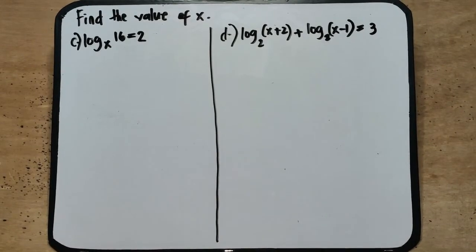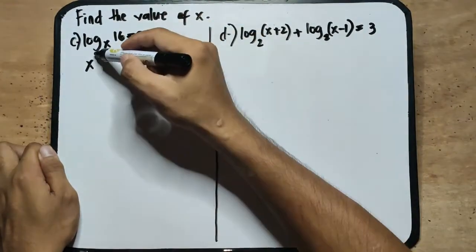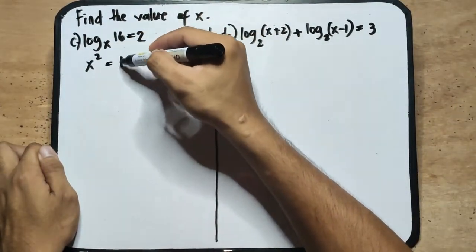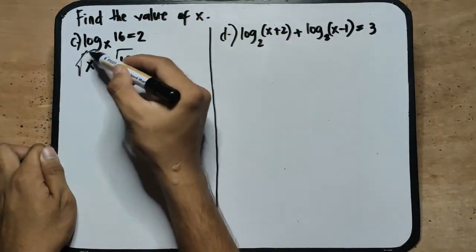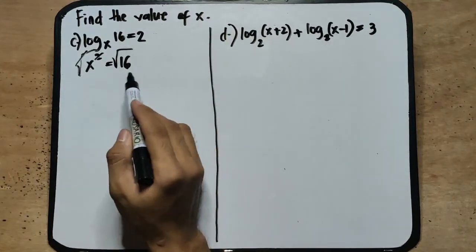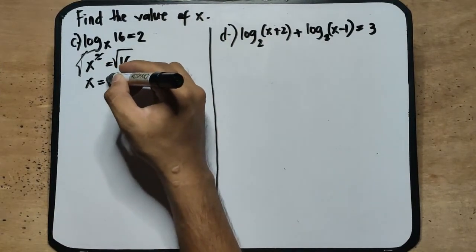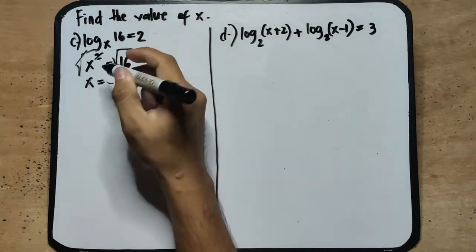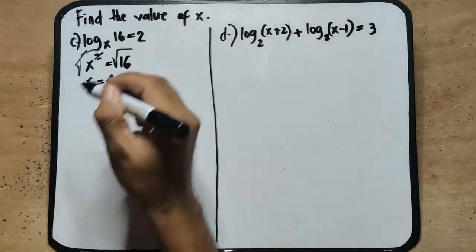Item C, we have log base x of 16 is equal to 2. So we use the second strategy. We transform it to its equivalent exponential form. So this will be, x will be the base, 2 is the exponent, and then this will be 16. So square root, square root. So extracting square roots to obtain the values for x. So we have our values will be x is equal to 4 and x is equal to negative 4.